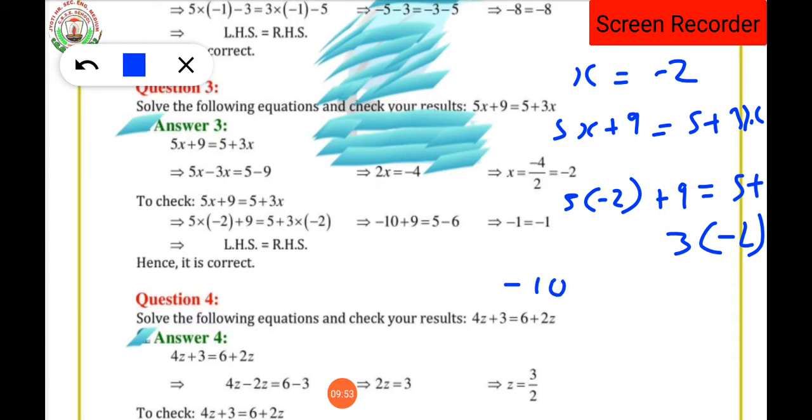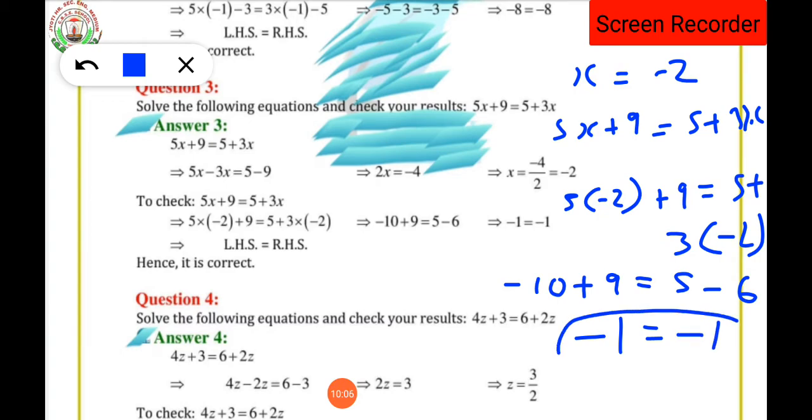It will be minus 10 plus 9 is equals to plus 3 into minus 2, it will be minus 6. Now plus and minus, minus 1, plus and minus, minus 1. So here again LHS and RHS, both the answers are coming same. Hence x is equals to minus 2 is verified for the equation.